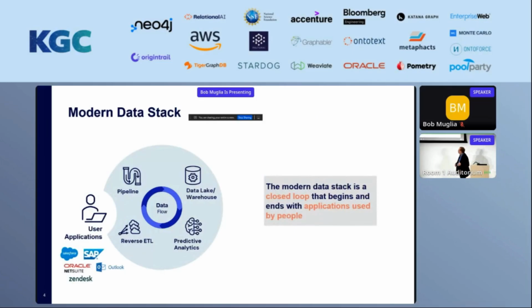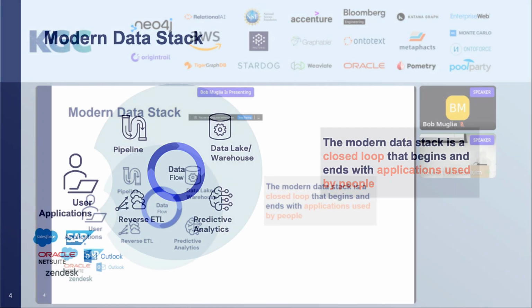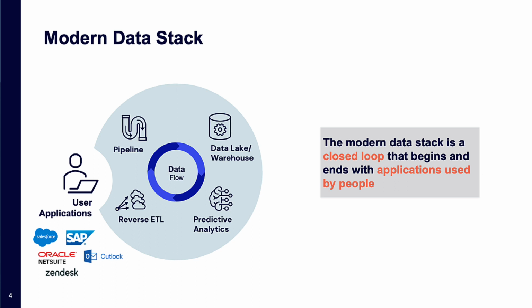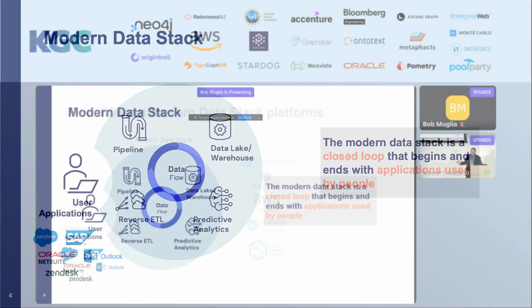But what I want to do now is talk about how people use the modern data stack and the different stages of the data stack. The modern data stack is really a closed loop today, and that's important. It didn't start this way, but it's evolving into a closed loop that begins with applications used by end users, and it goes through a series of steps: a data pipeline, a data warehouse, data lake, and I won't talk about the distinctions in that. Just I believe they're fundamentally coming together. Predictive analytics, and then a process called reverse ETL to take the data that's the analytic insights and put them back in applications. So it's a closed loop that begins and ends with applications used by people.